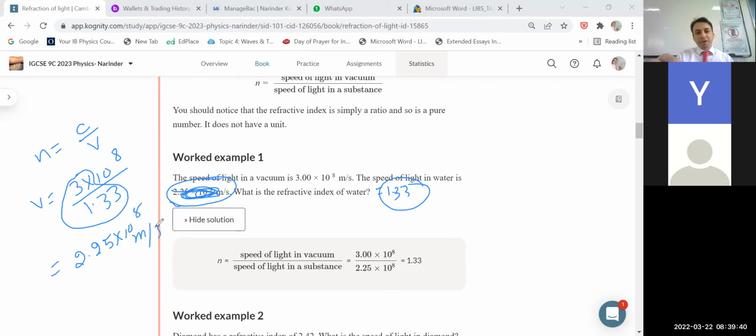And remember, children, refractive index is a ratio: the speed of light in vacuum divided by the speed of light in a medium. So the units will cancel out. So it's just a number. It's a pure number.